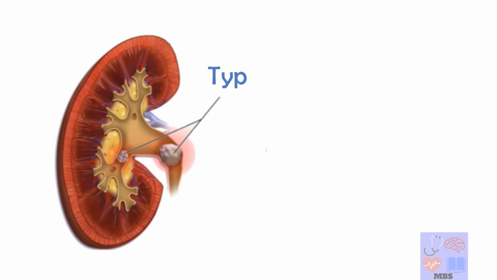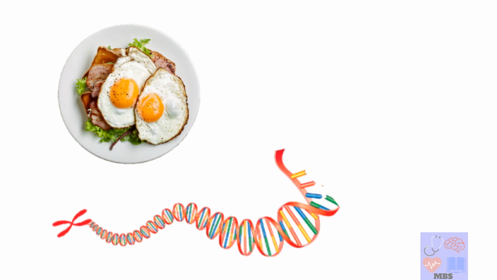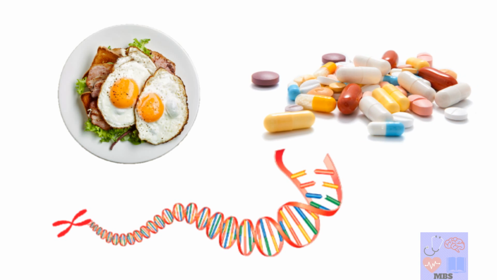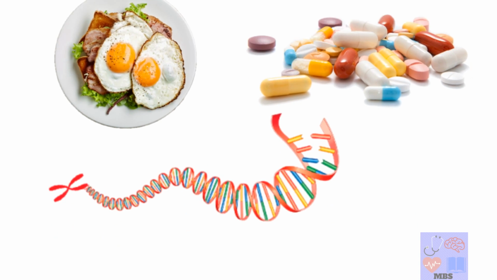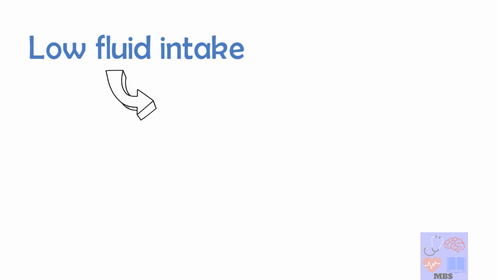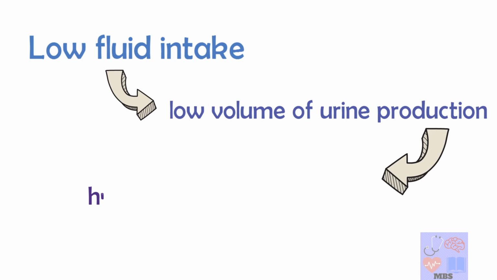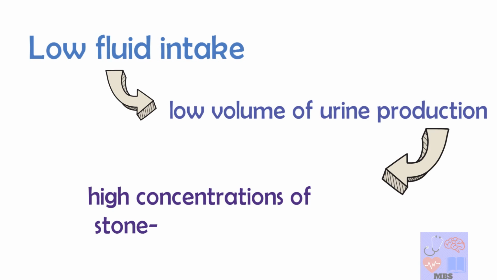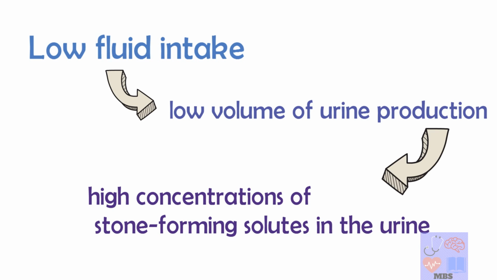Today we are going to discuss types of renal calculi. There are many causes of nephrolithiasis, like high protein diet, hereditary factors, or drug-induced calculi, and many other causes. But the initial etiology is low fluid intake with subsequent low volume of urine production, which produces a high concentration of stone-forming solute in urine, which usually initiates the stone formation or calculus formation.